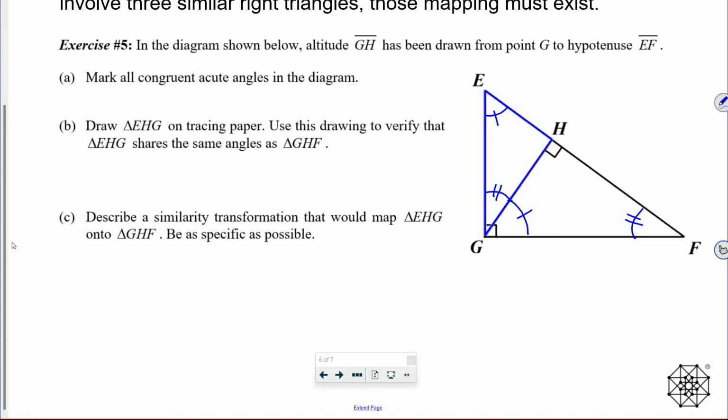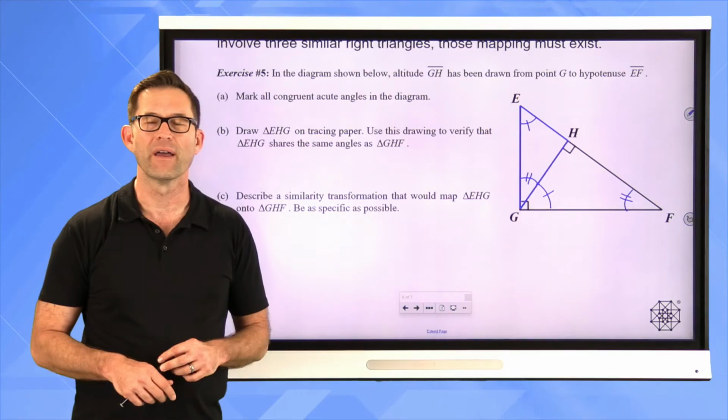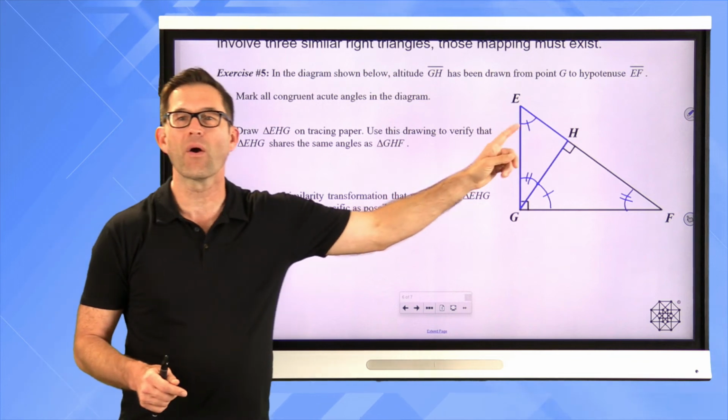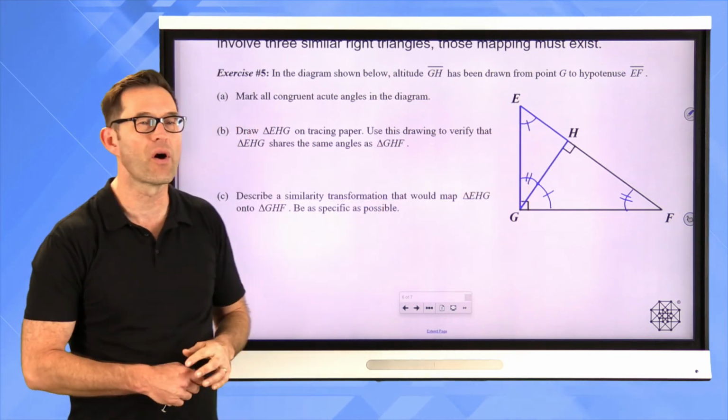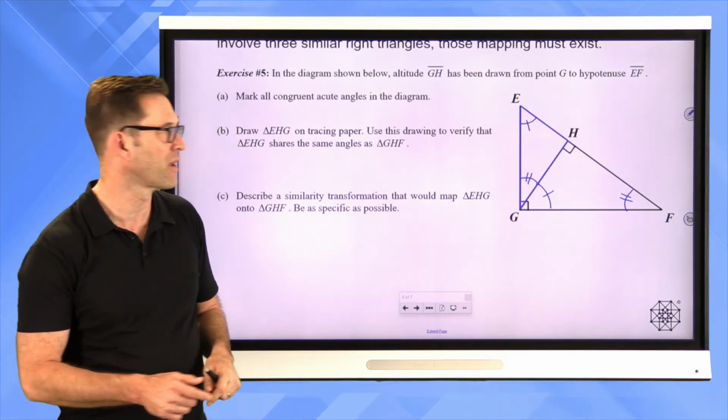Draw triangle EHF on tracing paper. Use this to verify that EHG, I don't know why I said EHF. Draw a triangle EHG on tracing paper. Use this drawing to verify that EHG shares the same angles as GHF. All right, well, we already kind of know it does. I've already drawn it out on tracing paper, okay?